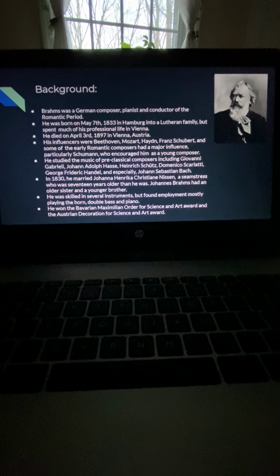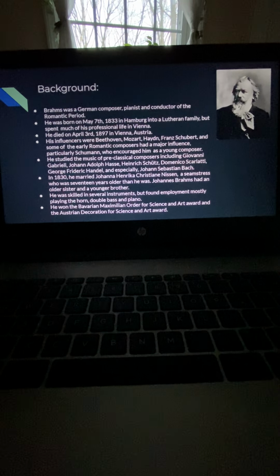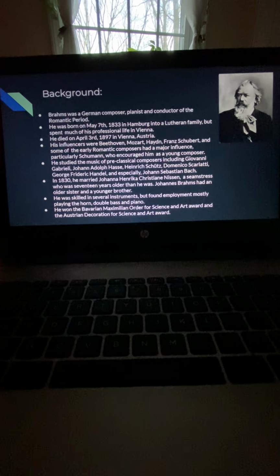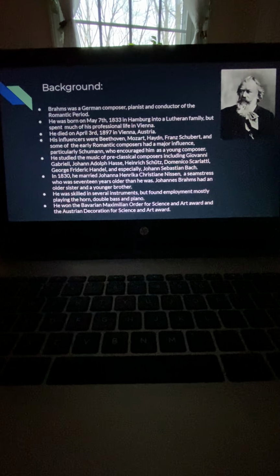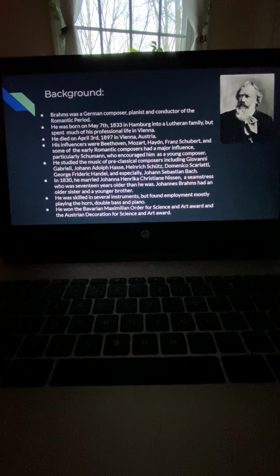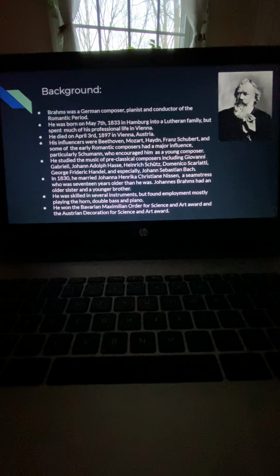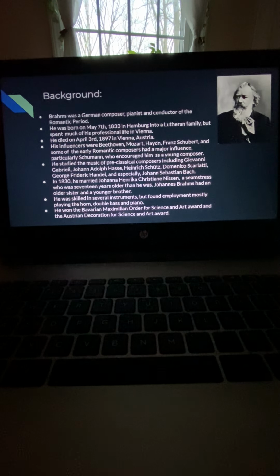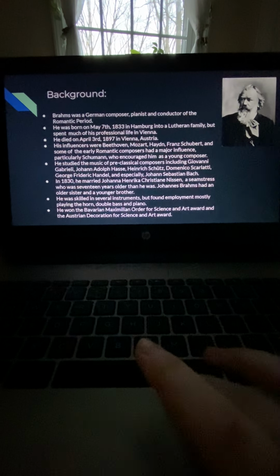In 1830, he married Johanna Henrika Christiane Niesen, a seamstress who was 17 years older than he was. Johannes Brahms also had an older sister and a younger brother. He was skilled in several instruments, but found employment mostly playing the horn, double bass, and piano. He won the Bavarian Maximilian Order for Science and Art Award and the Austrian Decoration for Science and Art Award.